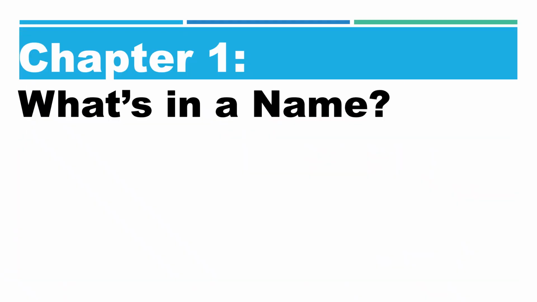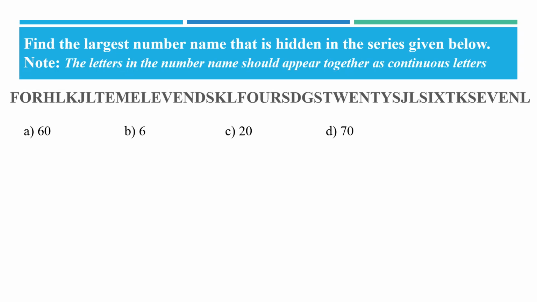Chapter 1, What's in a Name? Here we go with the first question. Find the largest number name that is hidden in the given series. There is a note: letters in the number name should appear together as continuous letters.